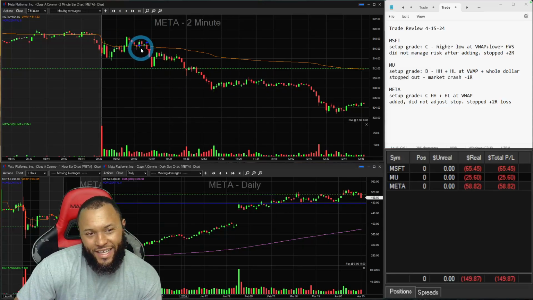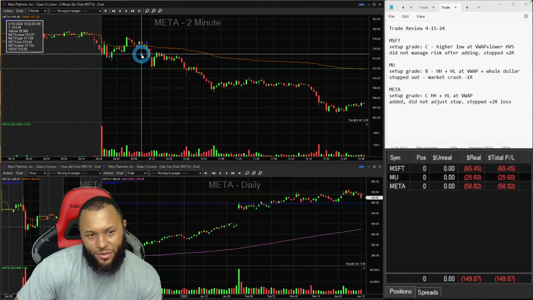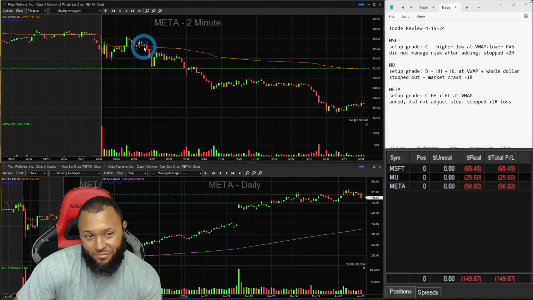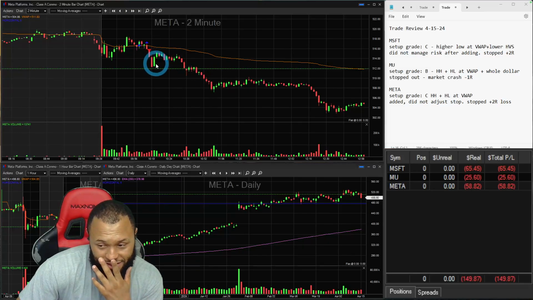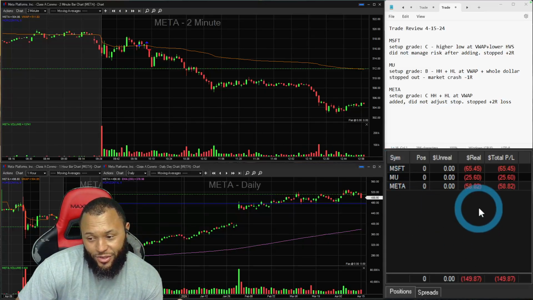And this one again, I added here. I didn't realize what was happening at 10:02 at this point because Meta seemed like it wanted to hold up. Made another hammer candle, higher low hammer candle right here. Looked like a great add. Went up enough to trigger me into the add, but I did not adjust my stop loss. And by the time I got out of the trade, I was down over 2R again.